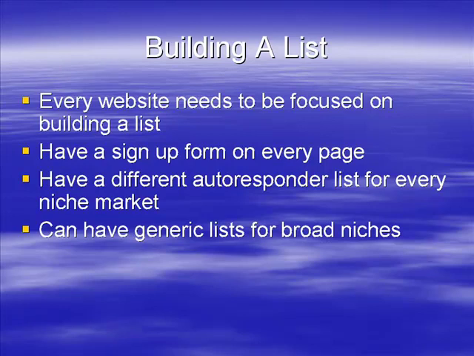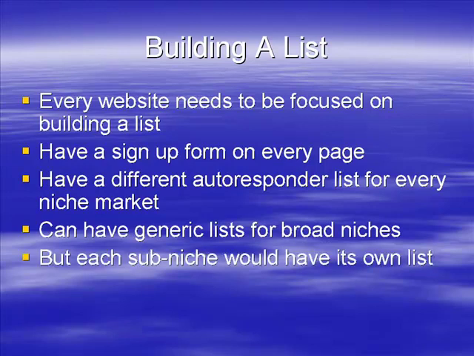And what I'd want to be able to do with my autoresponder ideally is to make sure that if somebody signed up to more than one of those lists, they only get one email. That's actually quite a good feature of an autoresponder if you can find it. But as I said, each sub-niche has its own list.